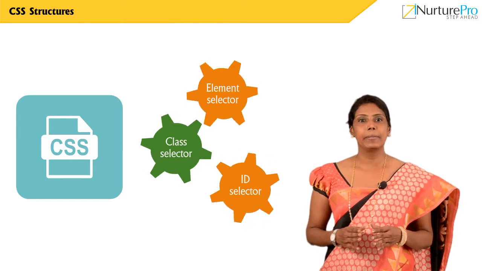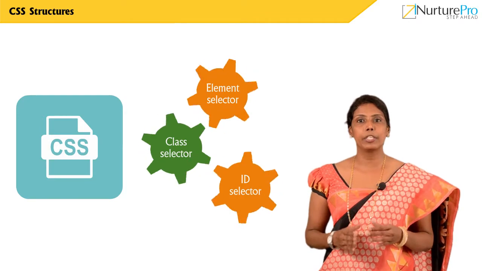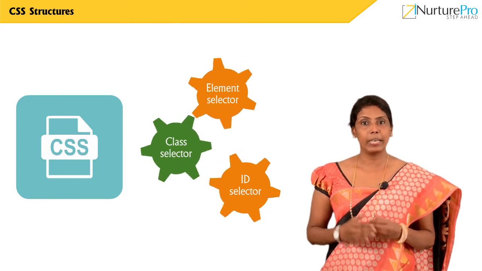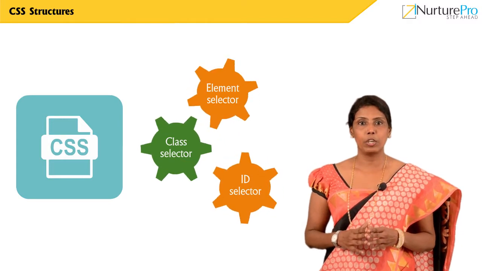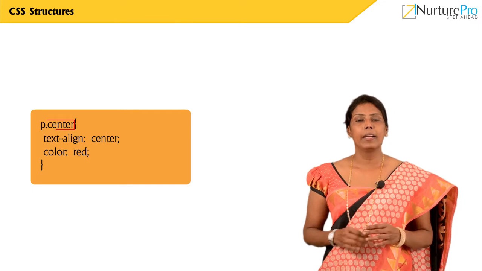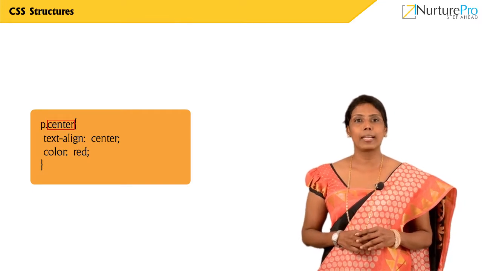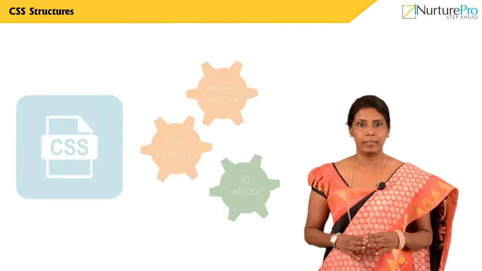Class selector is a simple selector for different classes. It is used to specify a particular style for a set of elements. It starts with a period, which is a dot, followed by the name of the class. Here is the example for class selector. In this code, the class is called center.